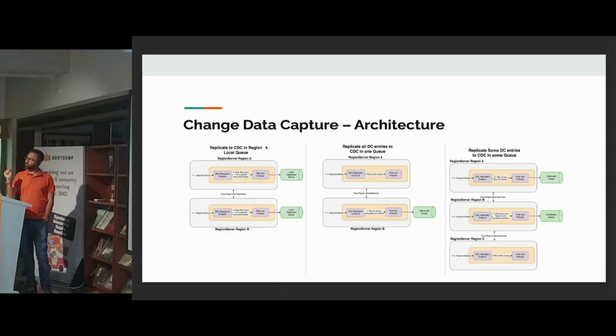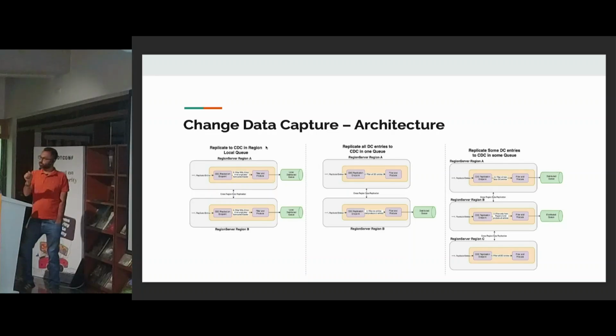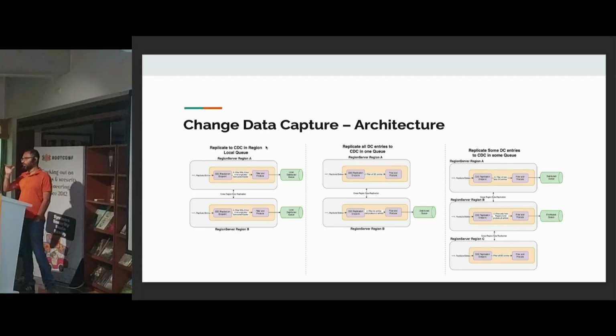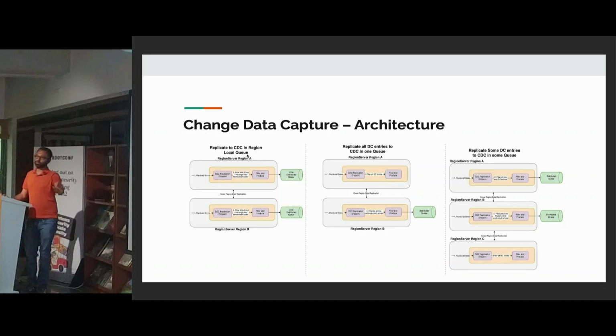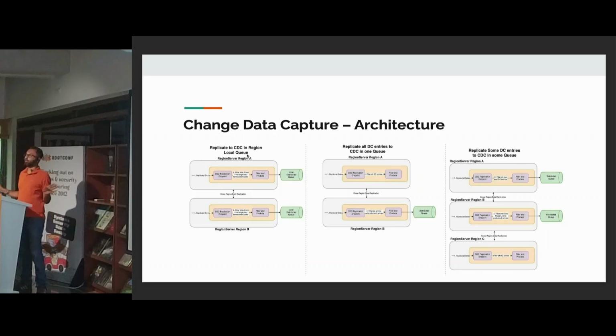Each mutation is imprinted with a UID, recording where it originated and where it has gone, in serial fashion. If you look at the first one, replicate to CDC in region local queue, that is whichever data center the data originated in, you write it to the local queue. Don't write to the replicated queue. In that case, you put a filter saying only replicate if the cluster ID is this. Okay, that's one scenario.